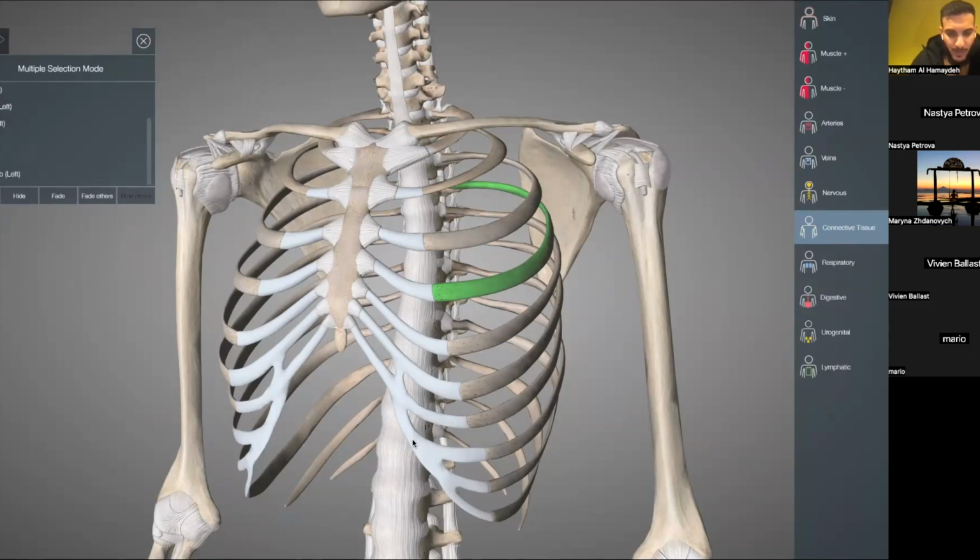Interchondral joints help the 8th connect to the 7th costal cartilage, the 9th costal cartilage connect to the 8th costal cartilage, and the 10th costal cartilage connect to the 9th costal cartilage. So it's always an interchondral joint connecting the ribs to the superior rib above them by costal cartilages. That's the second type of joint. Until now, we have sternocostal and interchondral.